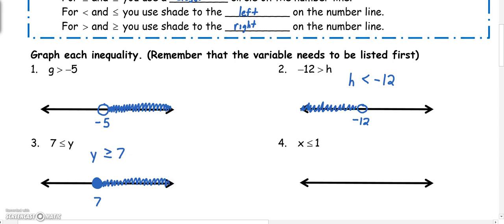Number 4 then is x is less than or equal to 1. So we're going to put 1 on our number line with a closed circle, and we are going to shade to the left because this time our inequality has the tip pointing towards the left side.